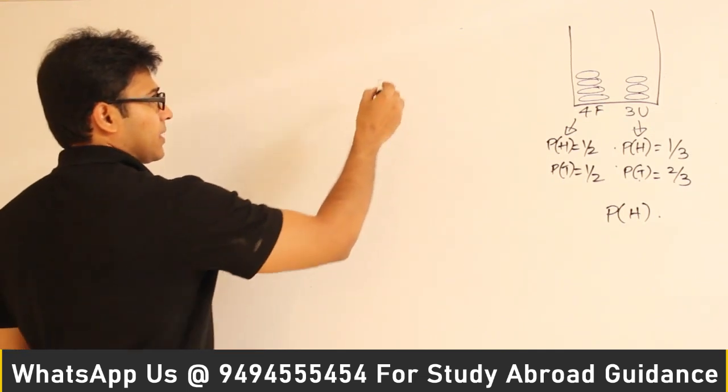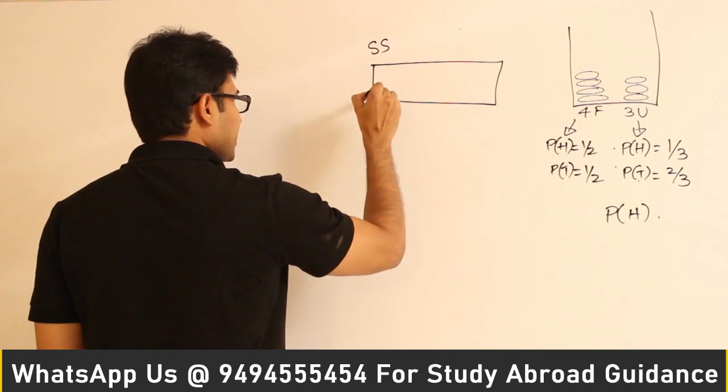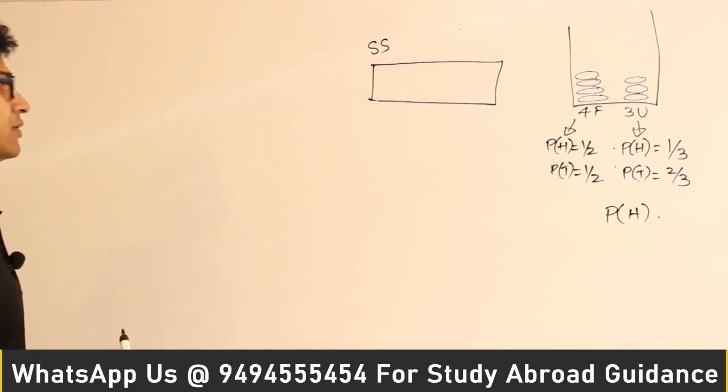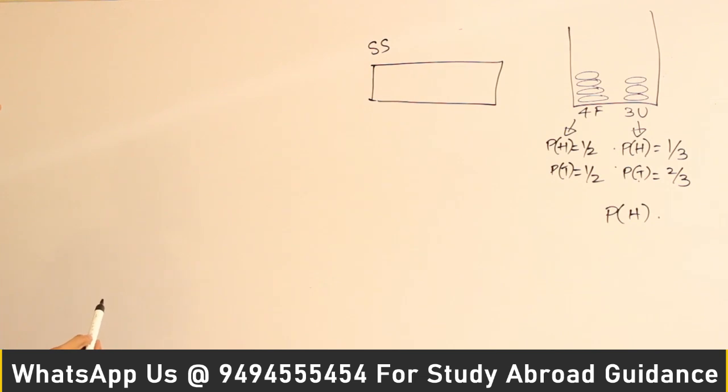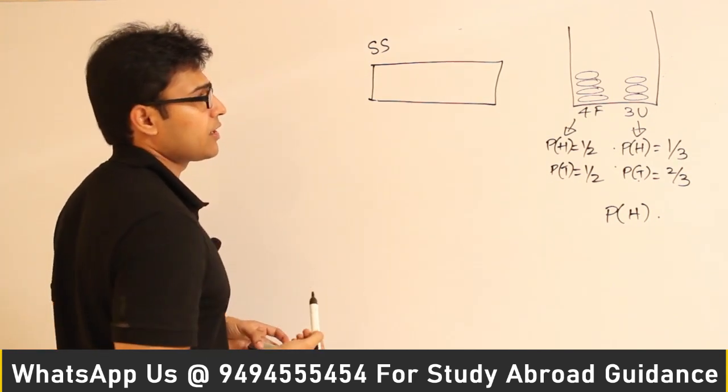Otherwise, let's see the sample space. See, I am going slowly, but in the exam you can do it fast. Don't think that these questions are difficult. They are very easy given that you understand these concepts. That is why I am going slowly. Now there are 2 events. First thing is you have to pick a coin randomly.